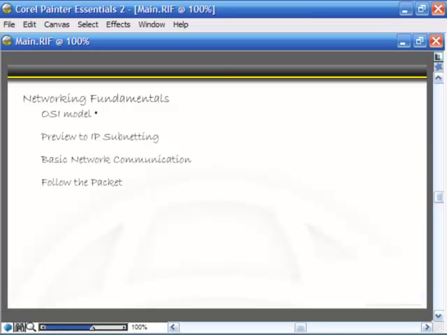Networking fundamentals. We're going to be going over the basics of the OSI model, talk a little bit about IP subnetting, which we will get into further in a later video, basic network communication, internal to our LAN and WAN communication, and we're going to take a look at following the packet, what happens to information as it goes from one source to a particular destination. Let's go in and talk about that OSI model.